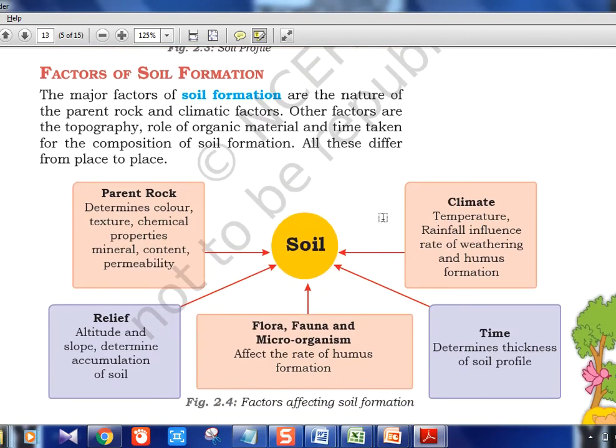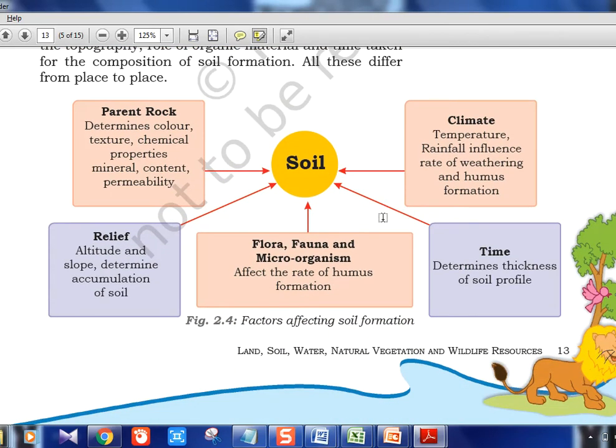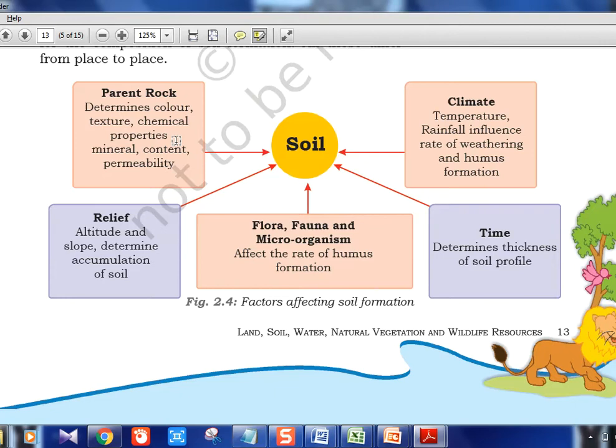These are the factors, in a simple table; even in your geography answers, you can do this. One table will tell everything. Factors determining the formation of soil. This has been asked in UPSC also. It's present in our 8th standard textbook, so you should know UPSC is asking very basic things. Parent rock decides the soil's texture, chemical properties, mineral content, permeability and so on. Climate, again: temperature, rainfall, weathering, humus formation, all of this will decide.